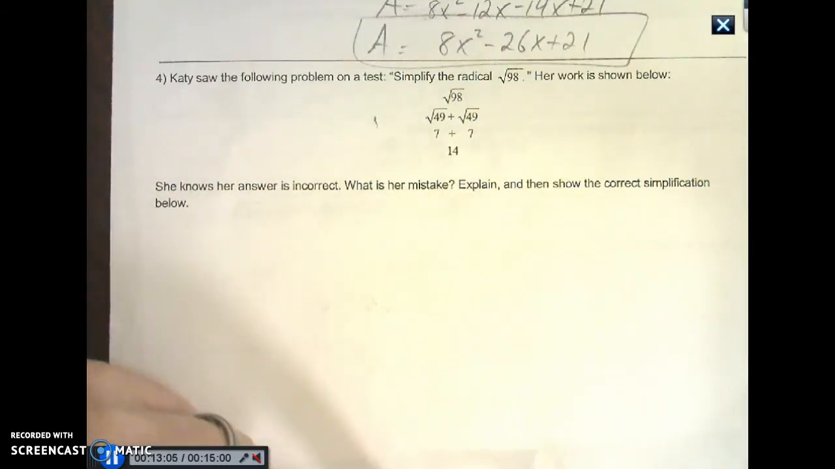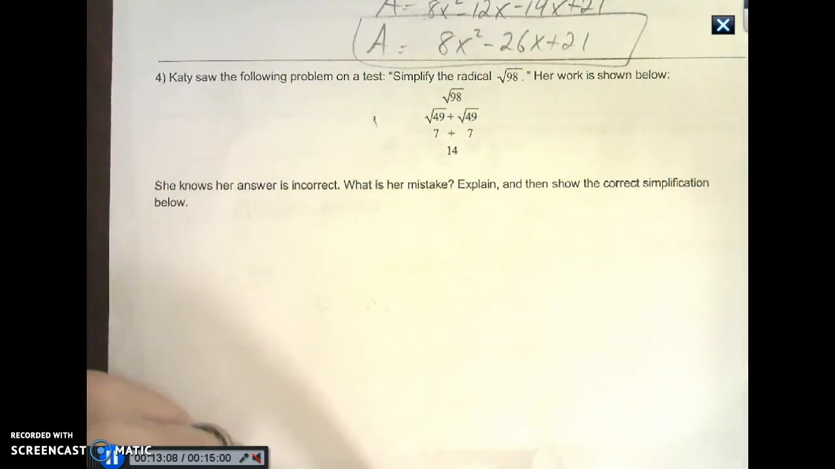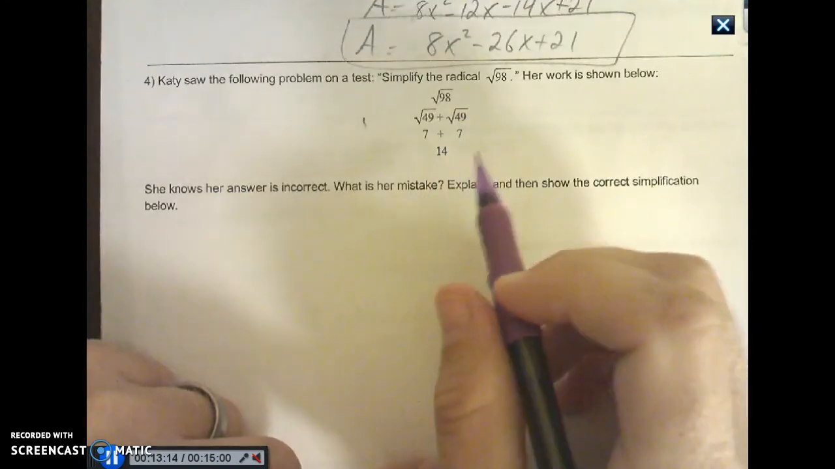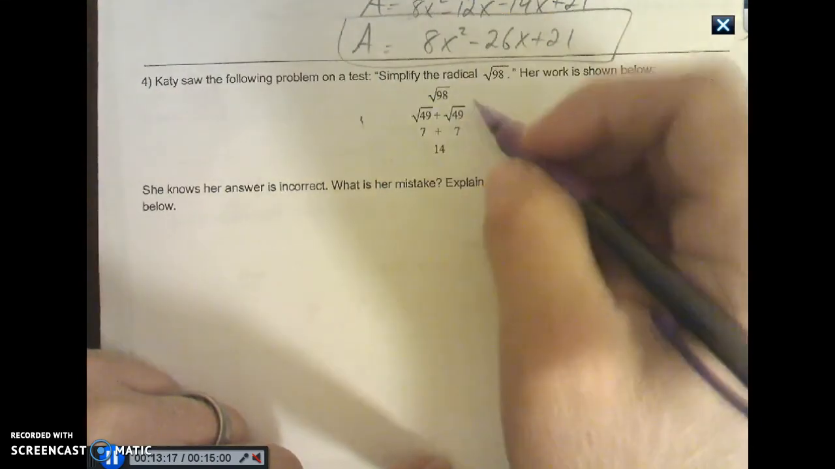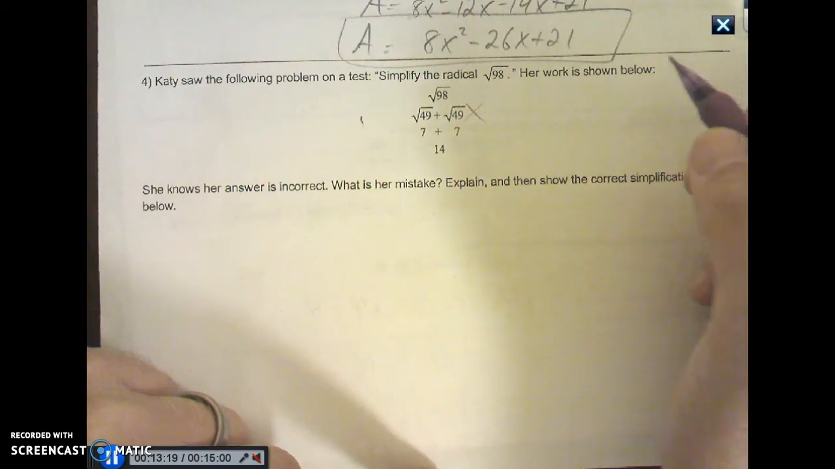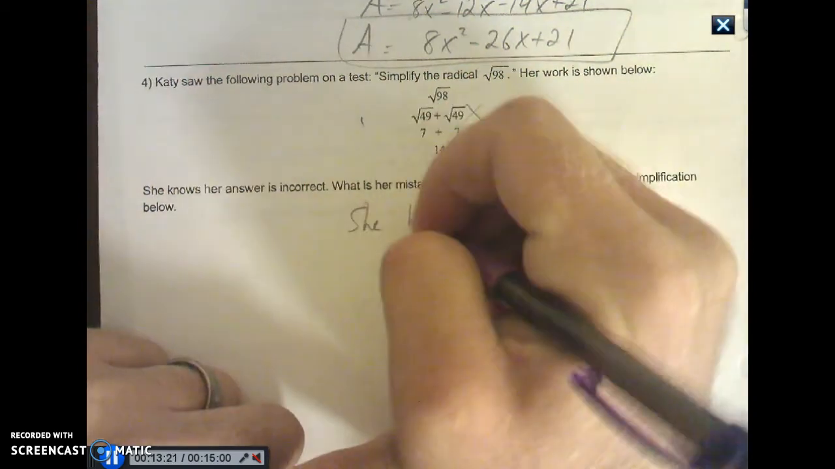Last one. This one should be familiar because you've seen it before. Katie solved the following problem on a test. Simplify the radical, square root of 98. Her work is shown below. Root 98 broken up to root 49 plus root 49. 7 plus 7 equals 14. This is wrong. What's her mistake?